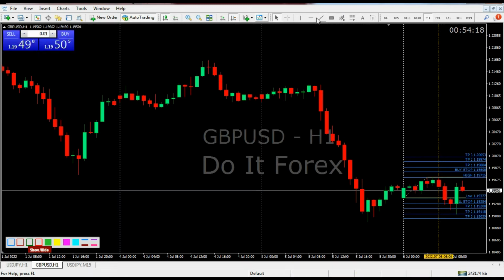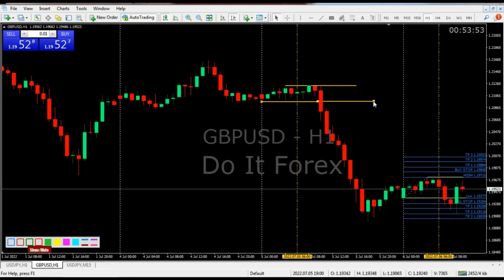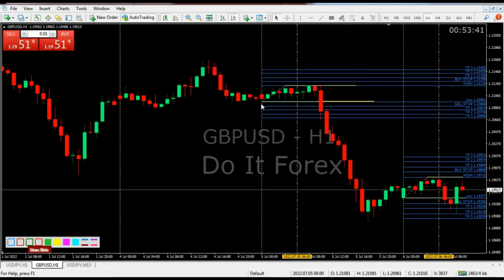we count here 1, 2, 3, 4, 5, 6. We've identified this is the high of the market, and this is the low of the market. So we drag our Fibonacci from the highest candle of the 6 to the lowest. Because this is a scalping strategy, we just take an exit.